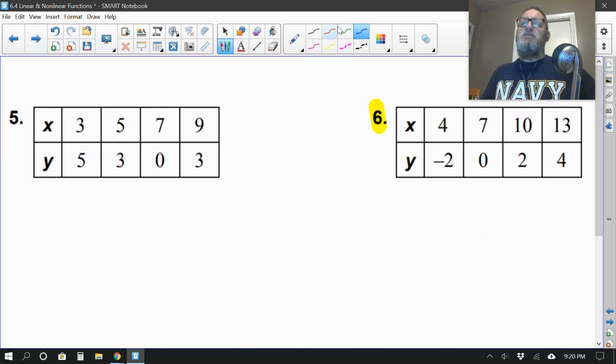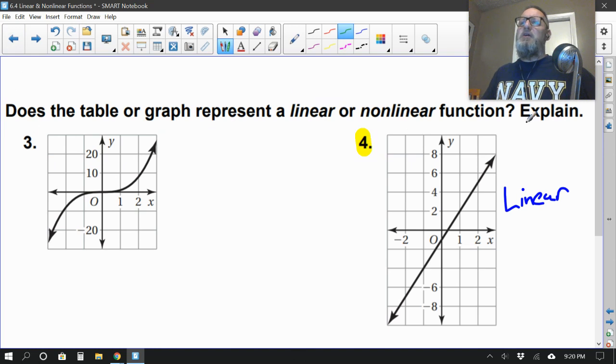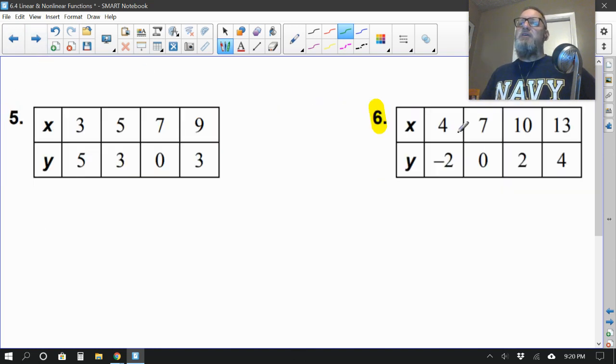Number 6. Once again, do we have, well, those directions are, linear or nonlinear function explained? Okay. So what are my x's doing? 4 plus 3 is 7. 7 plus 3 is 10. And 10 plus 3 is 13. So my x's are increasing by 3.